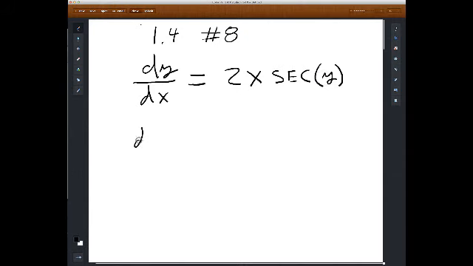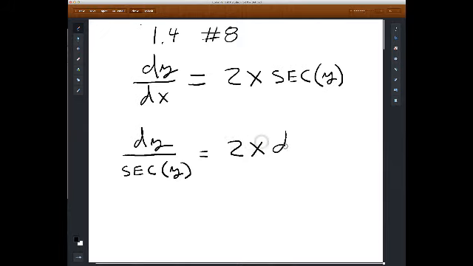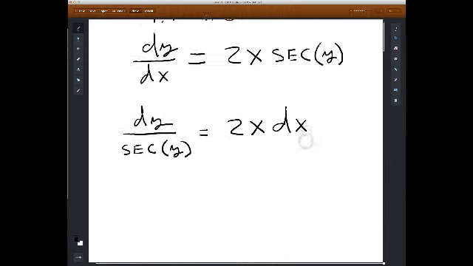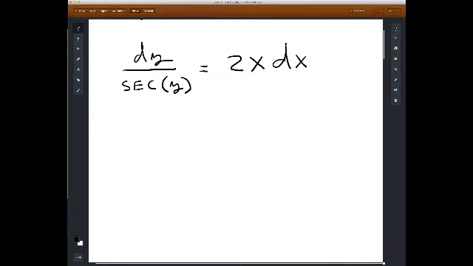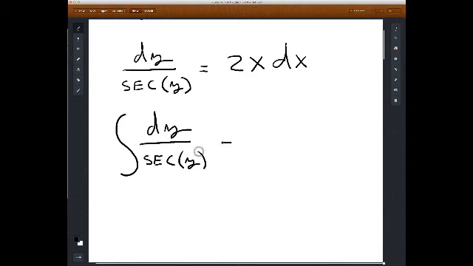So we can rewrite this as dy divided by the secant y is equal to 2x dx. Okay. Now what we can do is integrate both sides. So if we integrate this side with respect to y, we must have this equal to the integral of this with respect to x.